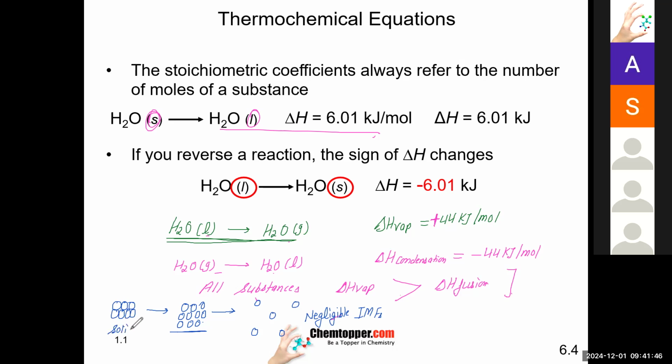So, solid to liquid, just weakening of IMF. You're just making them slightly weaker. But when you go from liquid to gas, you have to overcome them altogether. You have to break all of them. So in which case more energy is needed? When you are overcoming all IMFs. So that is the reason delta H of vaporization is always higher than delta H of fusion.